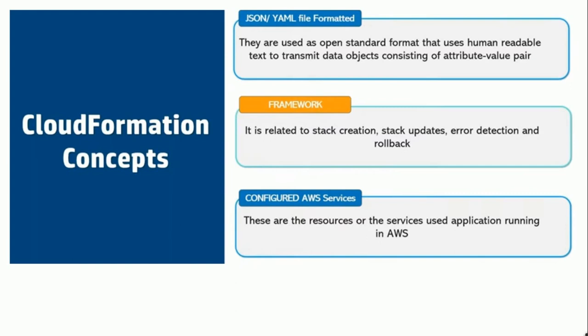These are the concepts of CloudFormation that we need to understand. As I mentioned earlier, there are two template formats, basically JSON and YAML. If you know JSON well, then you can go with JSON, and if you have much more idea about YAML, then you can go with that. They are open standard formats and use human-readable text to transmit data consisting of attribute-value pairs.